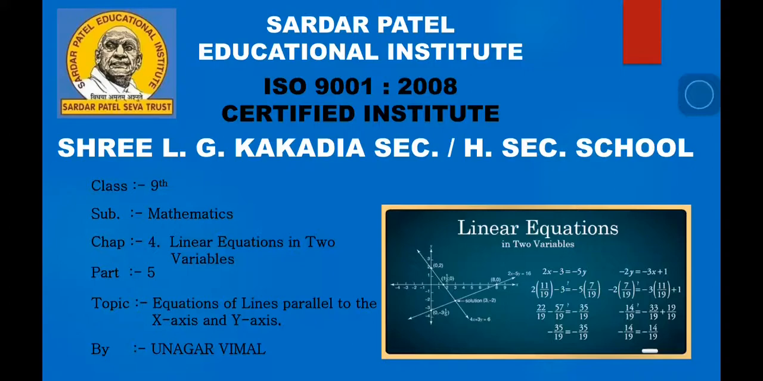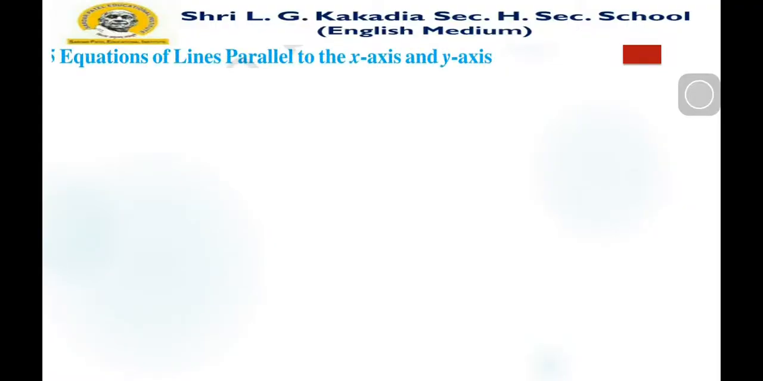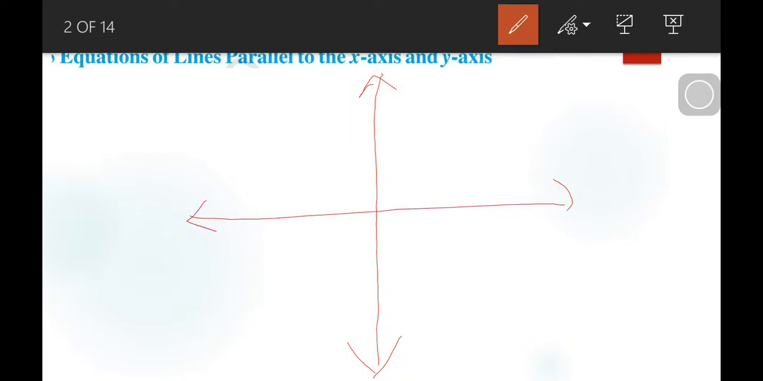Now for that, which type of coordinates do we take to denote such lines? Let's take an example first, since we want to know the equation of lines parallel to the x-axis and y-axis. The y-axis is vertical, the x-axis is horizontal, x dash, the origin, y dash.